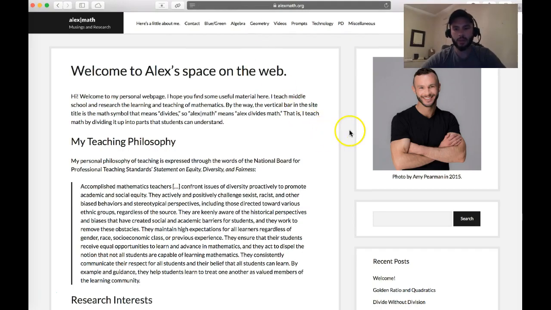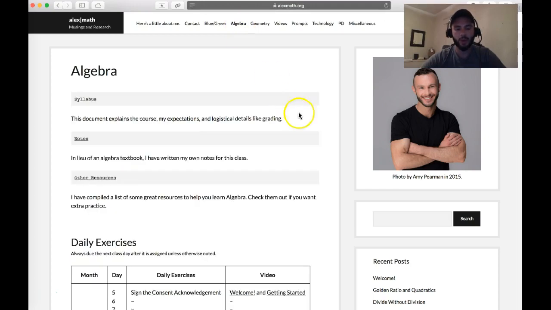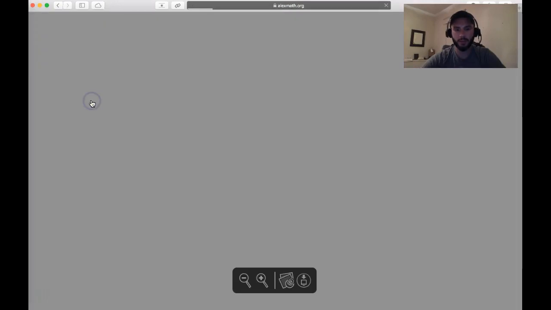You can spend time navigating around this. The most important things to know are that you're going to go up here and click on algebra or geometry depending on which class you're in. So let's say that you're in algebra. You click on that and it'll bring up the class page for algebra. The first thing we're going to go over is the syllabus, and it's listed right here.